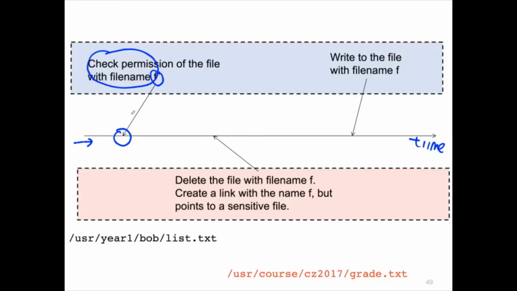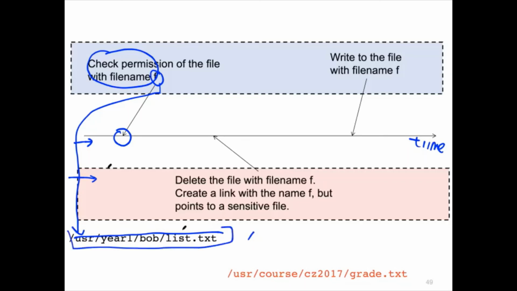Now, at the same time, Bob also concurrently runs this process. After the check has been done, this process immediately deletes this file. This file is being deleted. Then it creates another link with exactly the same file name as this, but it's no longer a file, it's a link pointing to the sensitive file. The original file is deleted and replaced by a link pointing to this.